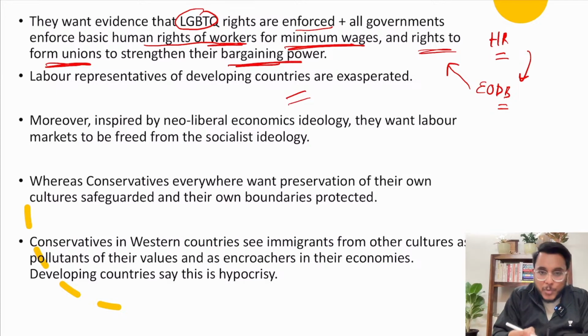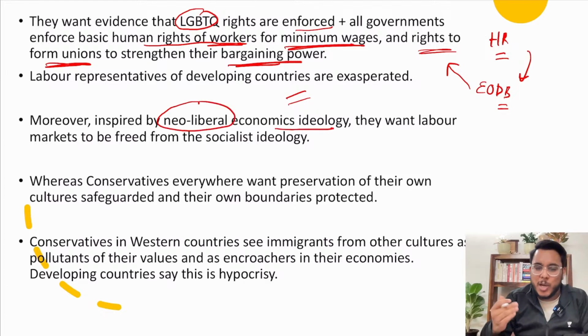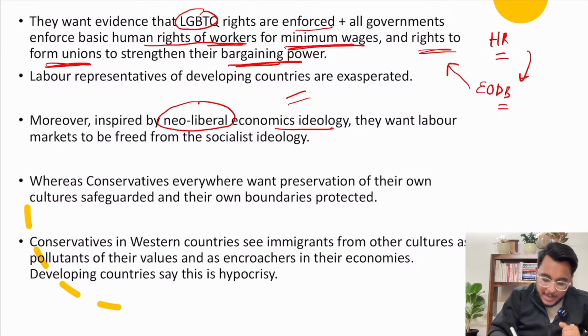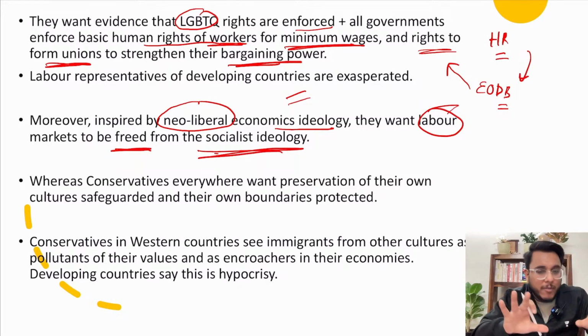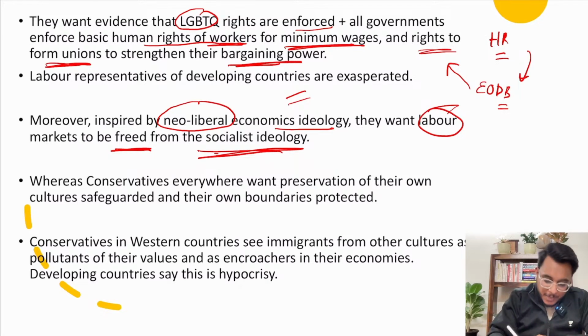Then, moreover, these developed countries, they are always inspired by the neoliberal economic ideology. Now, the neoliberal economic ideology is one which will openly be preaching the open competition. It will say that the minimum market restrictions should be there, government interference should not be there. So, neoliberal economic ideologies are more inclined towards free capitalism, and they want that the labor markets should be freed from all the socialist ideology. There should be no government interference. There should be the laissez-faire kind of a system that should prevail. Now, this is something which again irritates the developing countries.